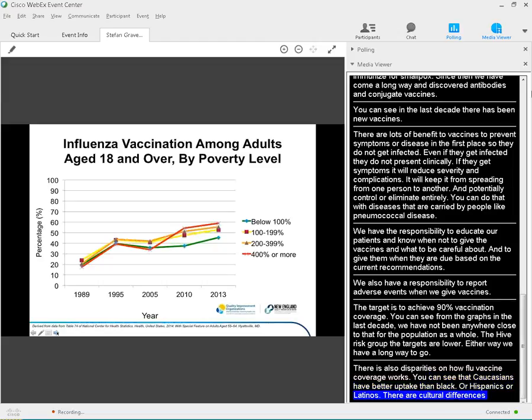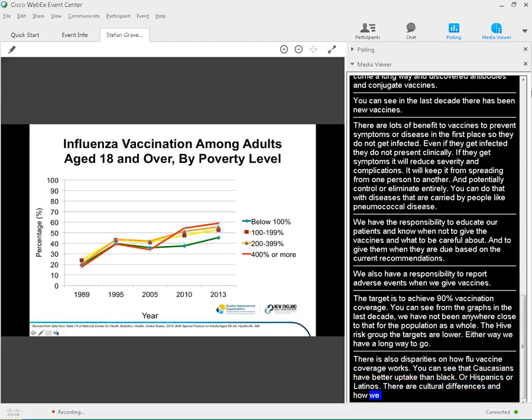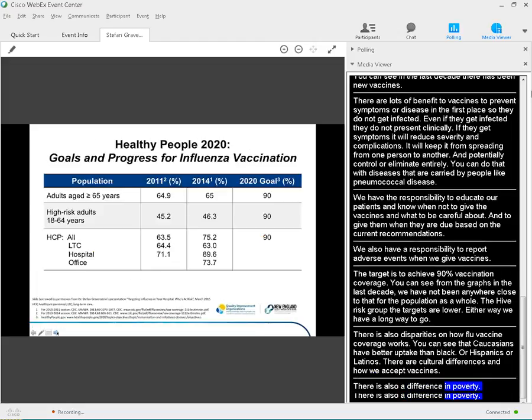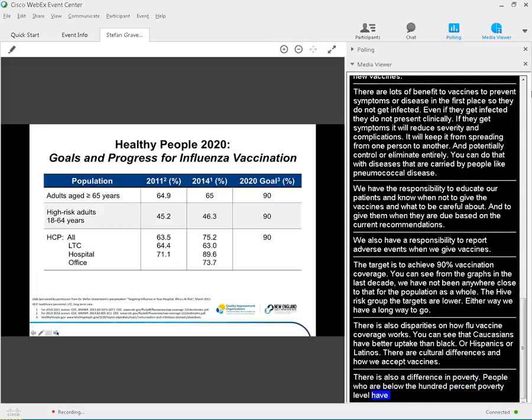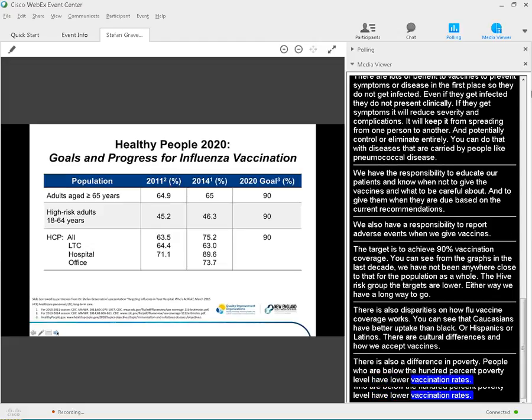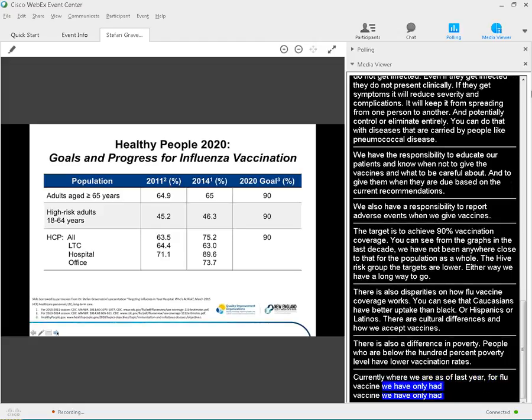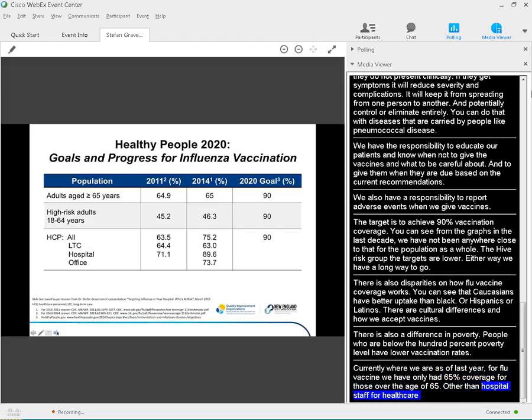There's also a difference in poverty. The people who are below the 100% poverty level have lower vaccination rates than those in the higher groups. Currently where we are as of last year, for flu vaccine, we've only had 65% coverage for those over the age of 65, the group we've been working on the longest. And other than hospital staff, for healthcare workers and high-risk adults, we're much lower than that. So we have a long ways to go.